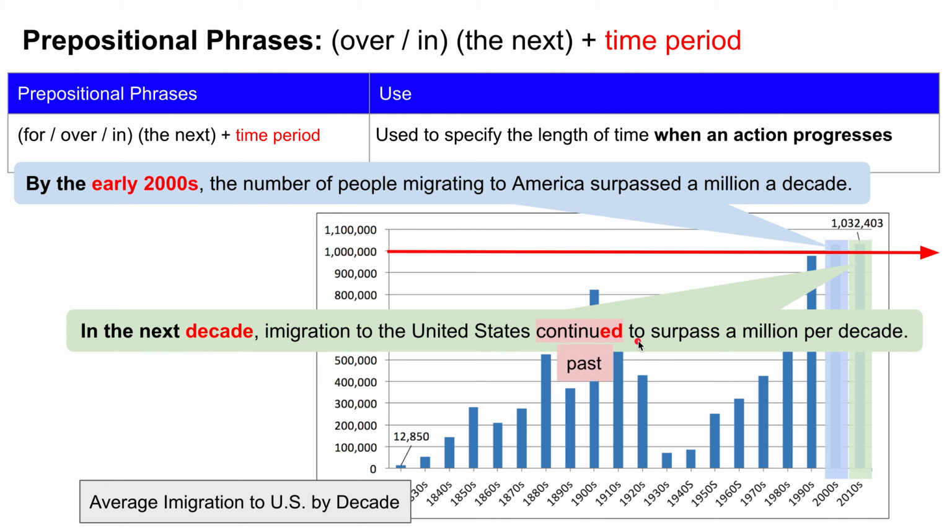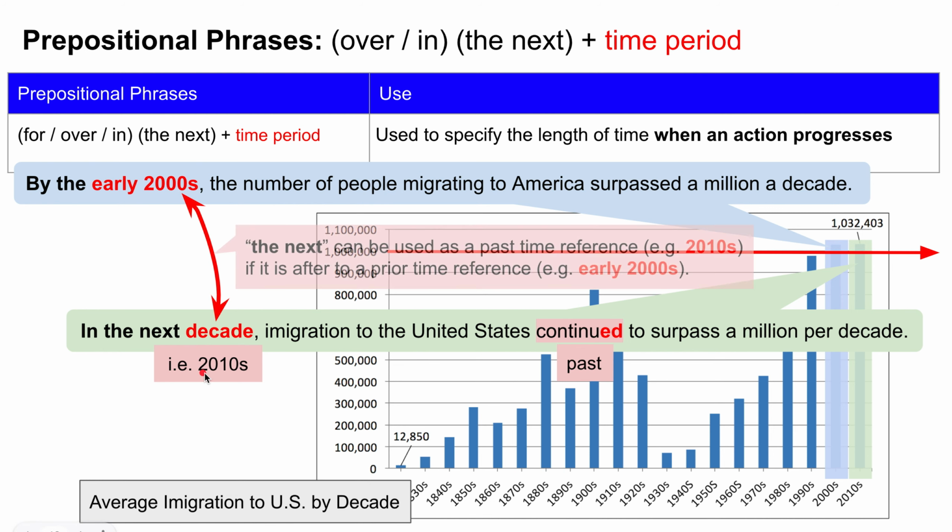So what we have going on here is that in the next decade still occurs in the past, but why is that? It's because we have by the early 2000s, and the next decade from the early 2000s was the 2010s, and that's in the past. So what I'm trying to say is the next can be used as a past time reference, that is the 2010s here, if it is after a prior time reference, that is the 2000s.